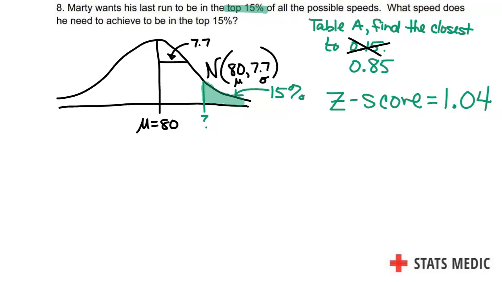So we left off on number 8. Do you guys remember how we came up with this z-score of 1.04? Does anybody remember at all? And why were we going for 0.85 when up here it says 15%?